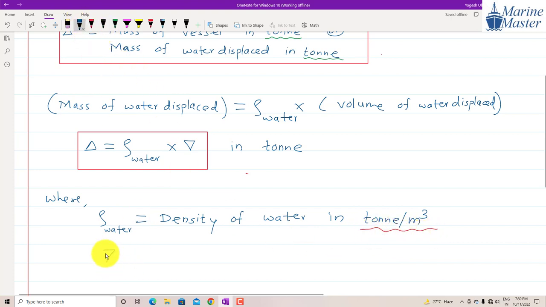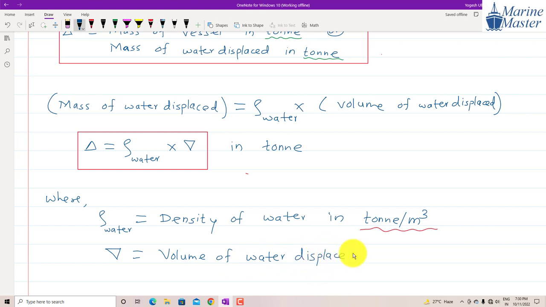And what is the meaning of this symbol? Can you tell me? Just now we have seen. Just guess it, guys. The meaning of this symbol is the volume of water displaced. And can you guess the unit of volume? Meter cube. So for us, what is the meaning of delta? This inverse delta.